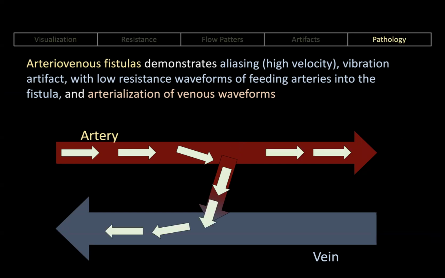And some flow may go distally, and then, of course, in the vein, you would still get flow coming more proximally. So arteriovenous fistula demonstrates aliasing, high velocity at this area of connection. There's going to be a lot of vibration going on from this particular fistula. You get the bruit sign, and there's going to be a low resistance waveform of feeding arteries into the fistula and arterialization of the flow that ends up within this proximal portion of the vein.